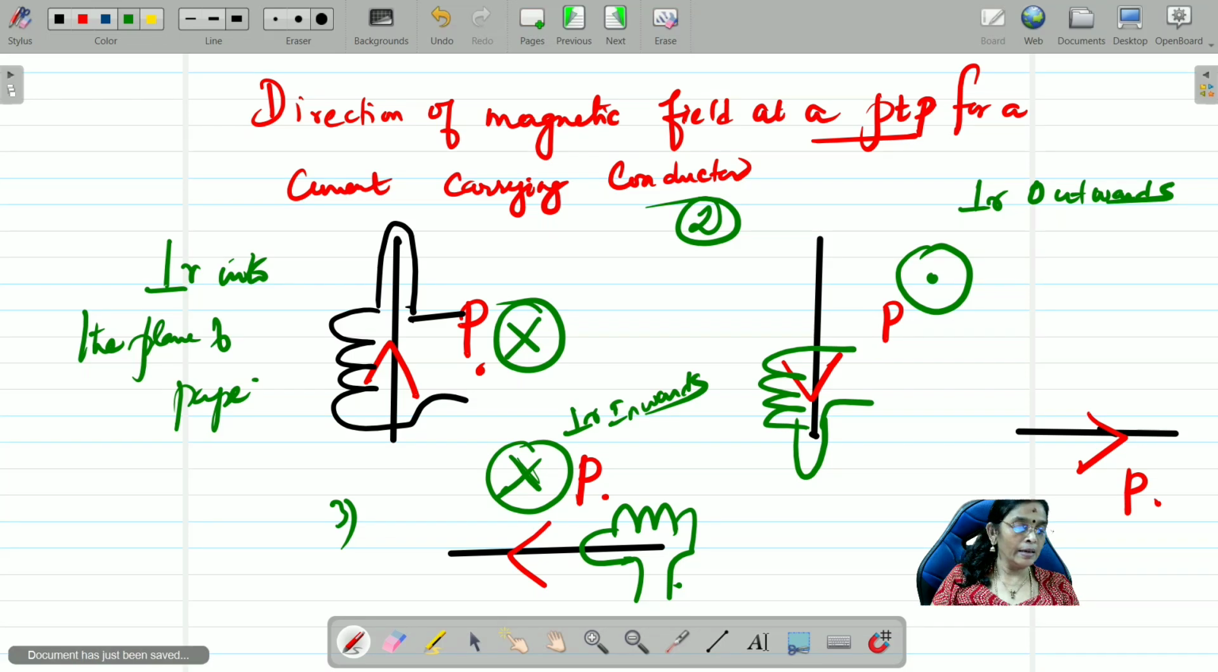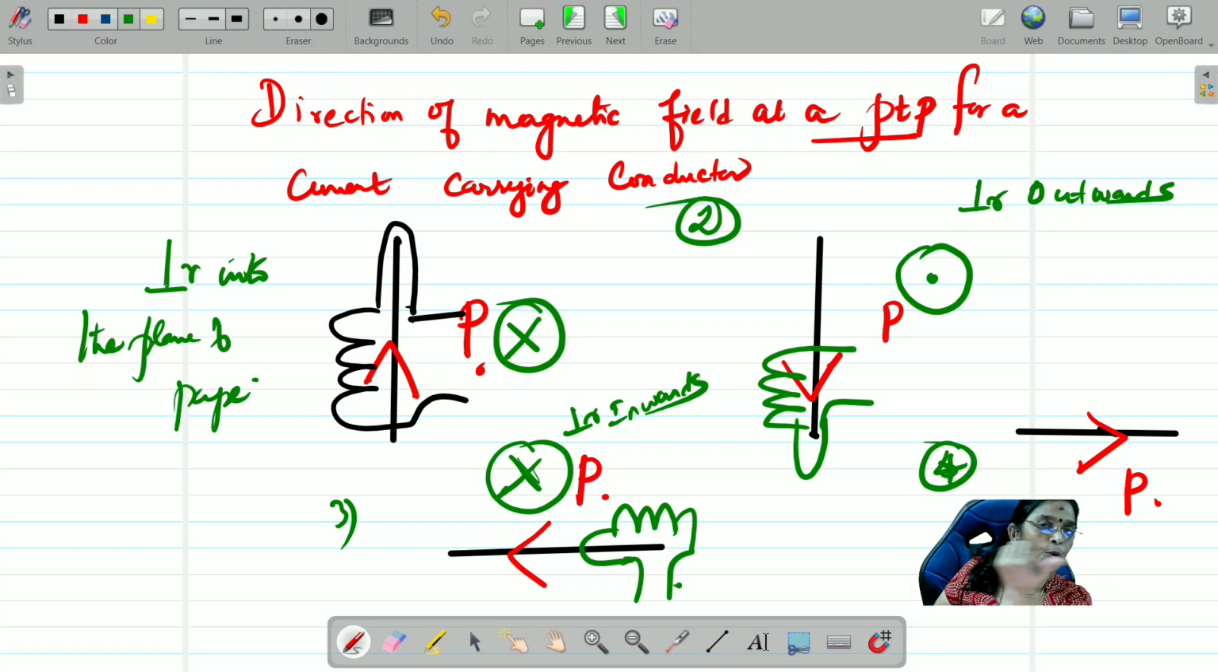Next, the fourth question. Look at the direction of the current. The current is towards left to right. The magnetic field above is coming outwards, whereas below is going inwards. So I should put inwards. Nothing very great, children. The magnetic field is inwards, or you can say perpendicular inwards. So hope you understand how to find this out. This is for a linear conductor.